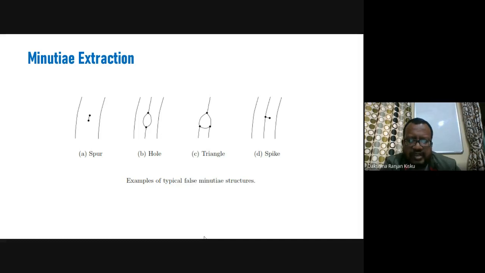So a whole lot of scanning is involved in this process. Different types of scanning we need to incorporate to identify the false minutiae structures. The scanning process will help you identify these false minutiae structures. There is no other certain way to obtain these false minutiae structures.